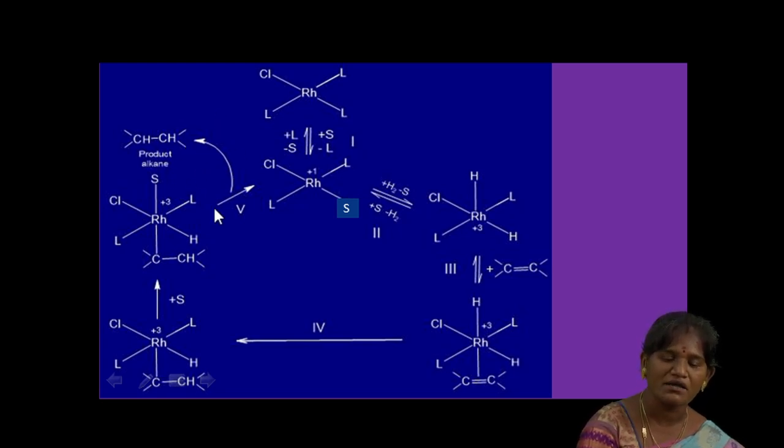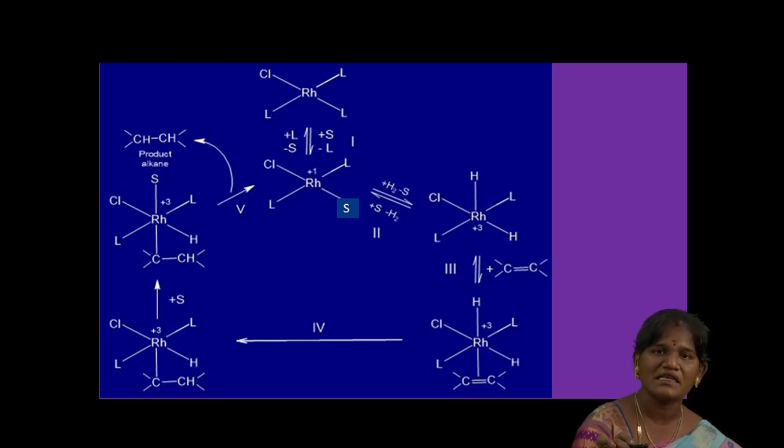The remaining byproduct is our original catalyst. Here the coordination number of this complex is 4. The metal oxidation state is reduced from +3 to +1 and elimination takes place. Here these two groups are eliminated as our product, that is ethane. In this way we can synthesize ethane from ethylene.